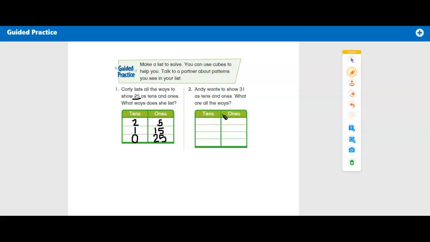Now let's complete number 2 together to continue our guided practice. For number 2, it says, Andy wants to show 31 as 10s and 1s. What are all the ways? To show the number 31 broken apart with 10s and 1s, we can start first by simply writing the number. 31 is made of 3 10s and 1 1.